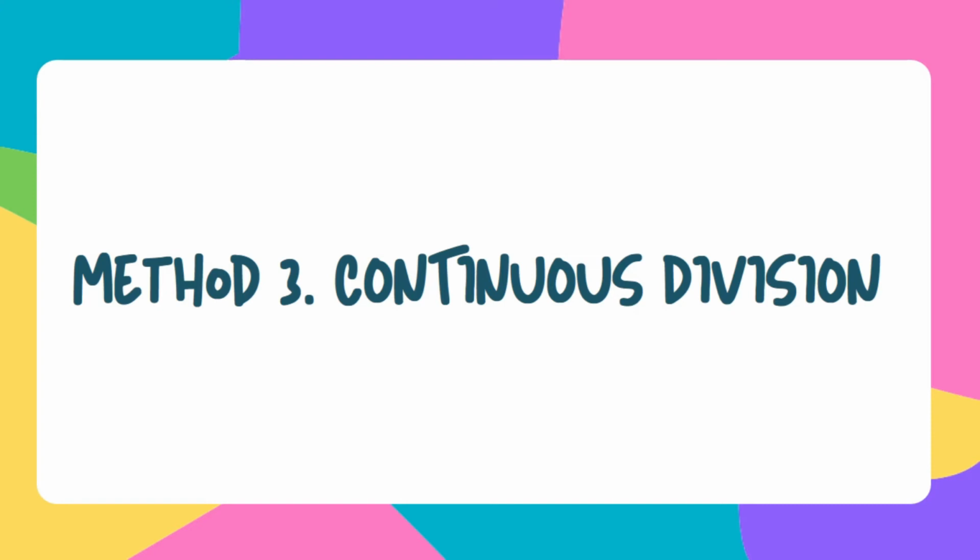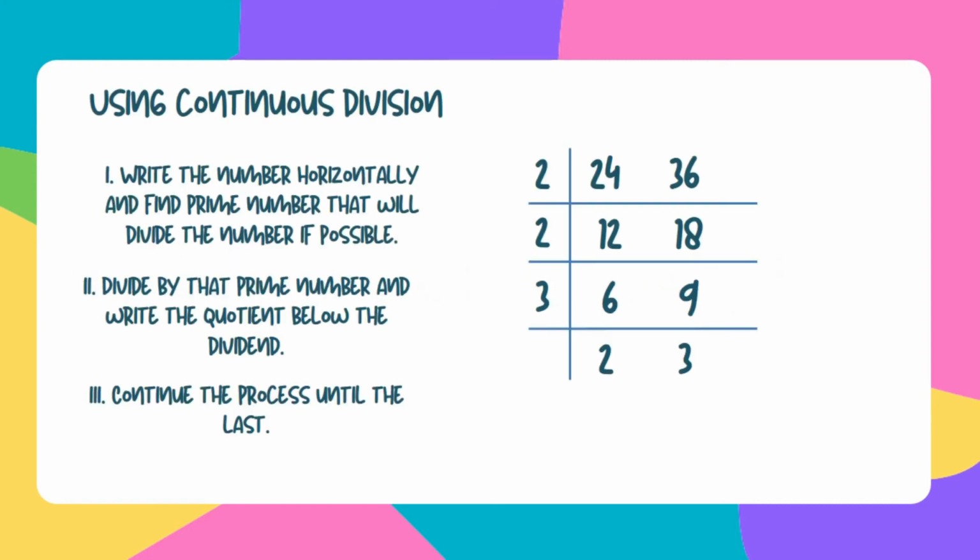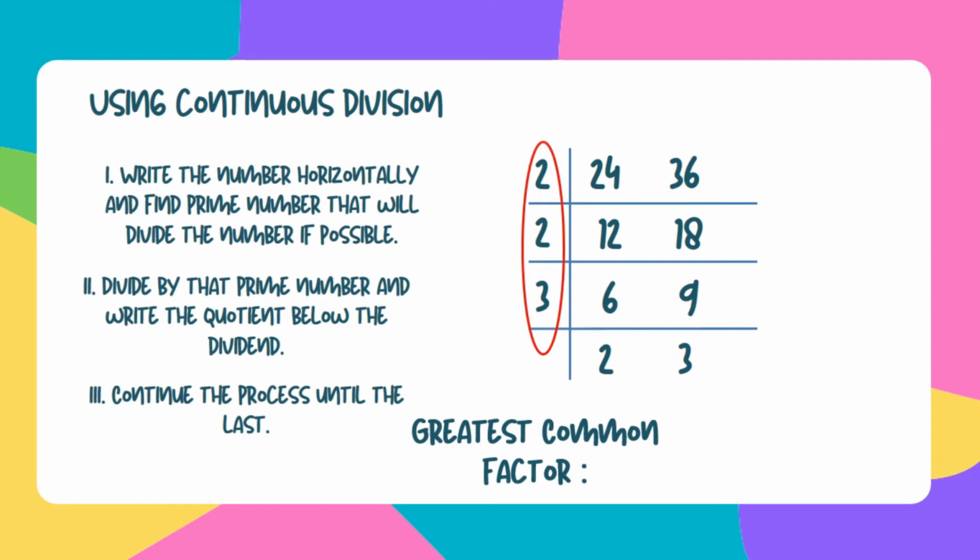As I mentioned earlier, in our past discussion, we have already solved for the prime factorization of 24 and 36 using continuous division. Kindly watch the previous lesson first before continuing with this discussion. We solved the greatest common factor of 24 and 36 by multiplying the divisors on the left side. 2 times 2 times 3 is equal to 12.